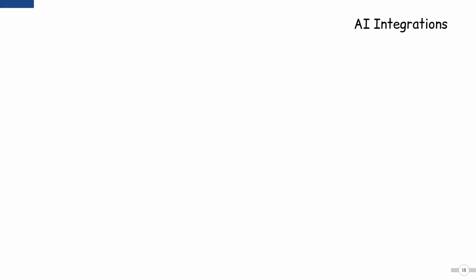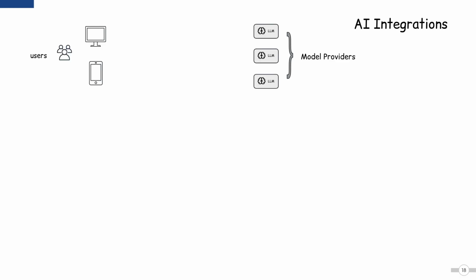And when it comes to AI integration, there are different patterns. One of the easiest ones is that you have large language models from model providers, right? So OpenAI, Claude, basically Anthropic, and then DeepSeek, Gemini, and so forth. So these are model providers, and they have large language models. And your users have a client application. That's how they see the experience.